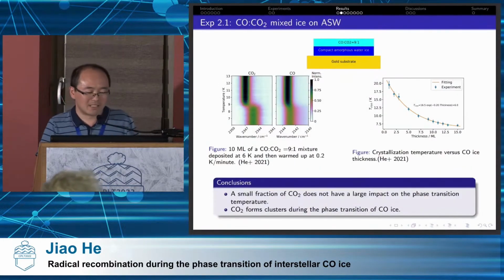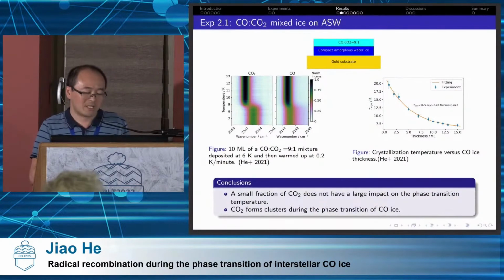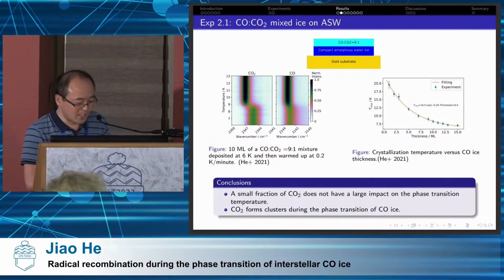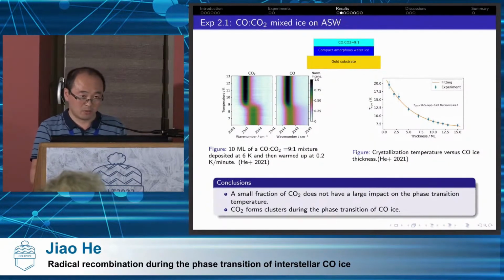In the second set of experiments, we doped 10% of CO2 in the ice mixture. The total thickness was 10 molar. Here we see the same thing: there is a phase transition at about 9 Kelvin, and we can see it in the infrared for both CO2 and CO. If we compare this temperature with the pure CO case, they happen at more or less the same temperature. So one conclusion is that if we have a small fraction of CO2 in the CO ice, there's not much change in the phase transition temperature.